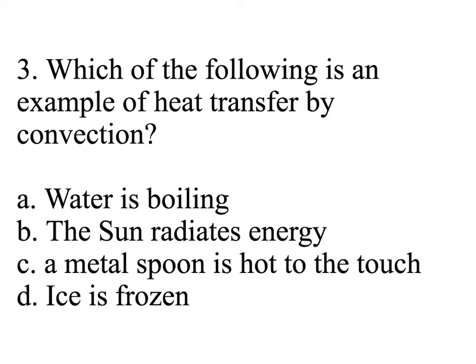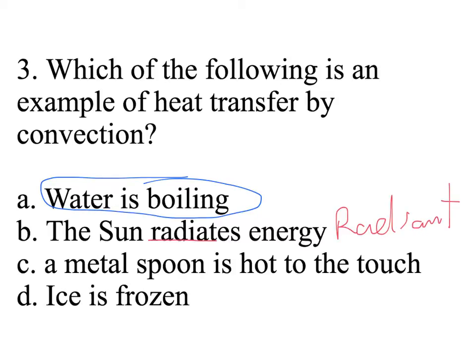Question 3. Which of the following is an example of heat transfer by convection? The answer to this is water boiling. Anytime we have moving mass, moving matter, which contains a different temperature, we call that convection. The sun radiating energy, that's obviously radiant energy, and a metal spoon is hot to the touch, that's conduction. Ice being frozen, that's a change of phase.